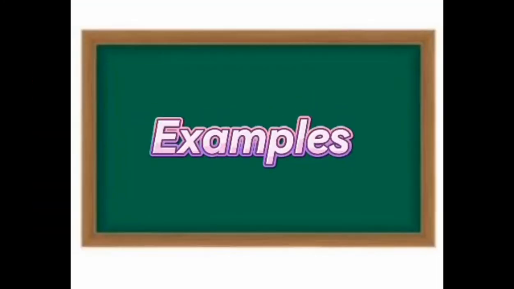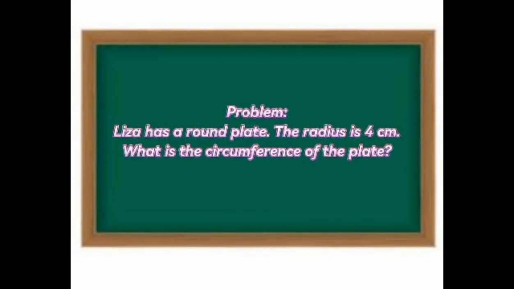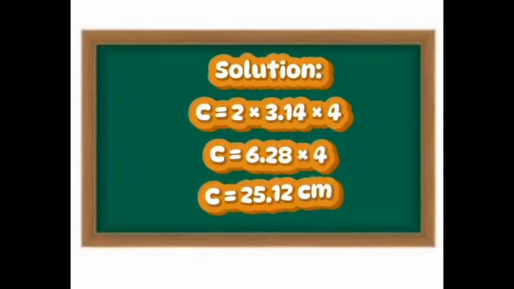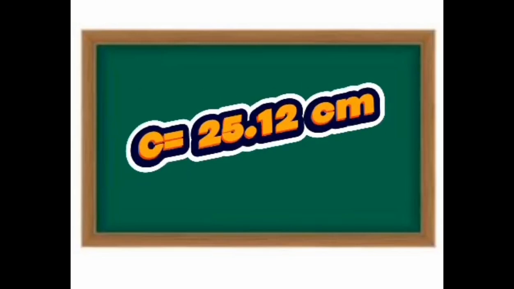Now, I will give you some more examples about radius and circumference. The first example: Lisa has a round plate. The radius is 4 cm. What is the circumference of the plate? We're going to use the formula circumference equals 2 times pi times radius, where pi is equivalent to 3.14. The first step is circumference equals 2 times 3.14, which is 6.28. Then 6.28 times 4 equals 25.12 centimeters. So the answer is the circumference of the plate is 25.12 centimeters.